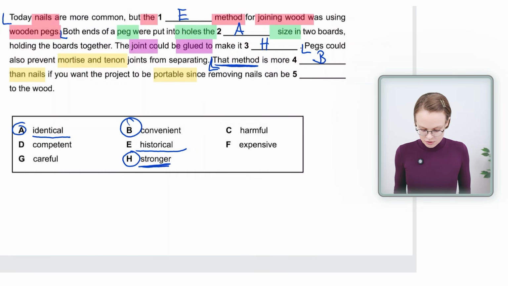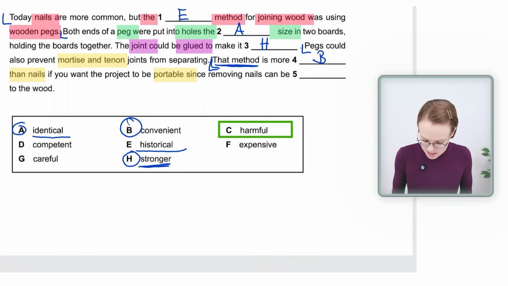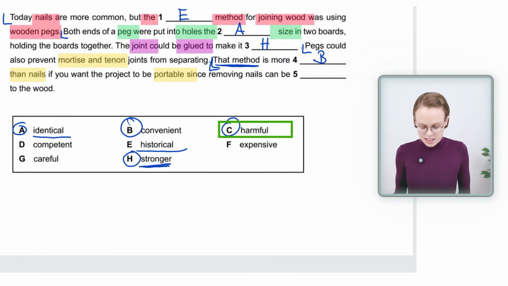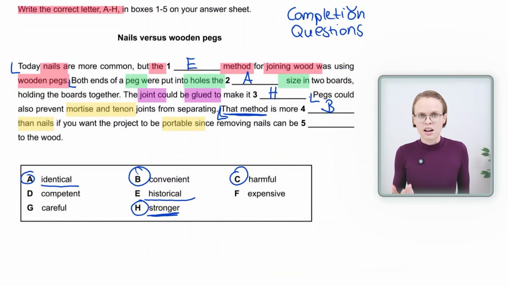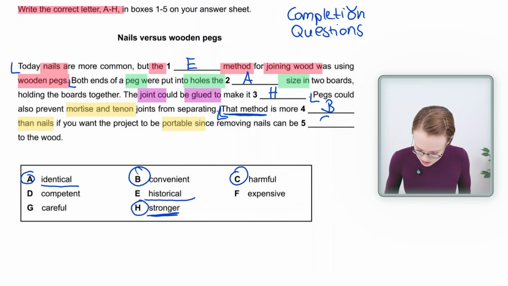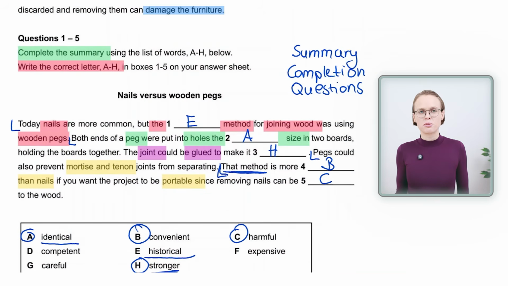The only word that fits here is obviously C, harmful, because expensive, competent, careful don't make any sense. The passage says that removing the nails can damage the furniture, so it can cause harm to the furniture, so it can be harmful to the wood. That's why C is the correct answer here. And this means that we're done with the summary completion questions.